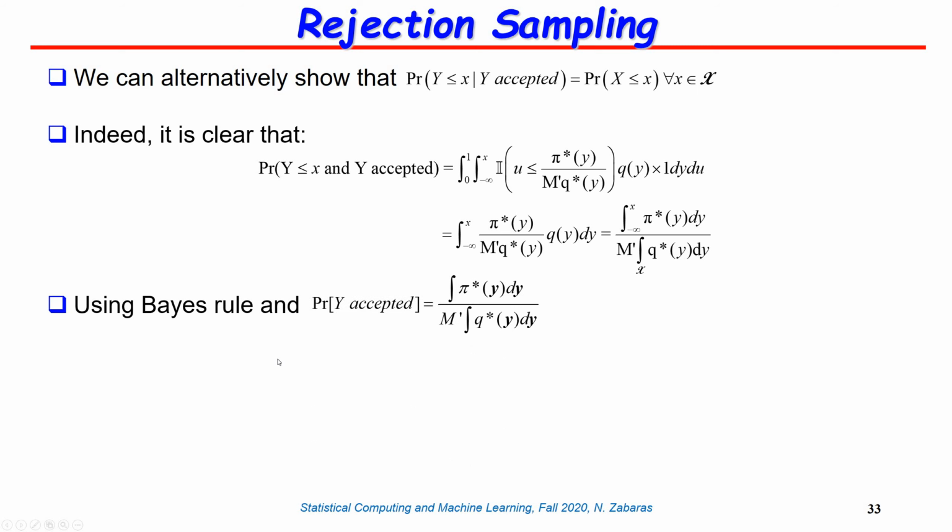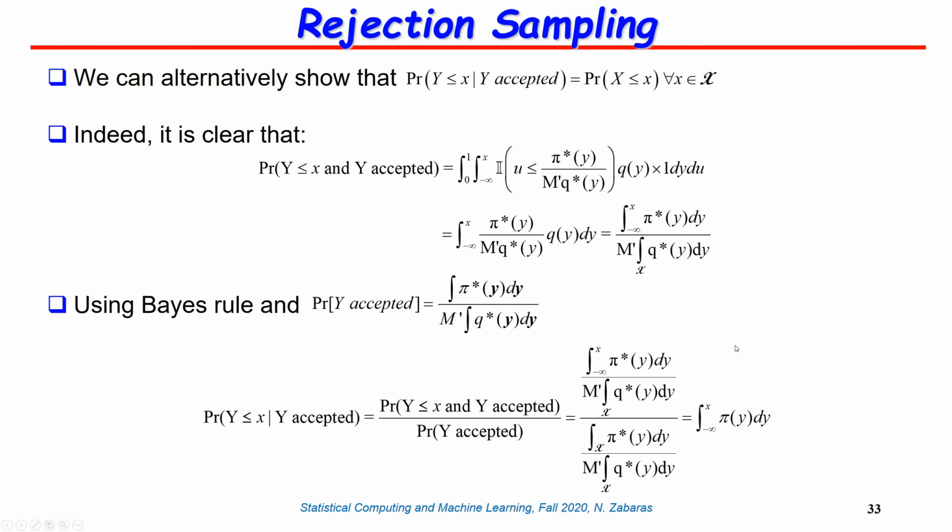We already proved that the probability of y accepted is given by this ratio. This is what I had before. And now I'm going to use the product rule of probability. This is what I want to compute, right? So this is written as the joint probability of y being less or equal to little x and y accepted, divided by the probability of y accepted. I substitute this in the numerator and this in the denominator.